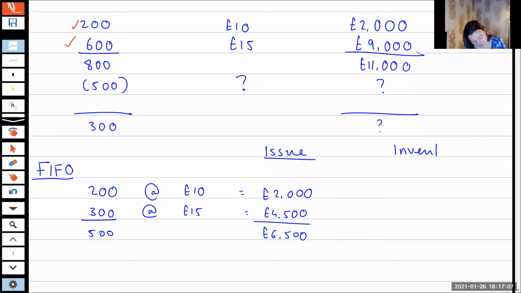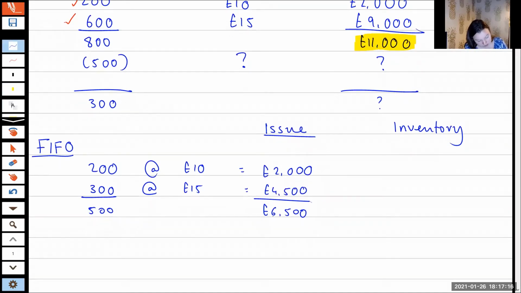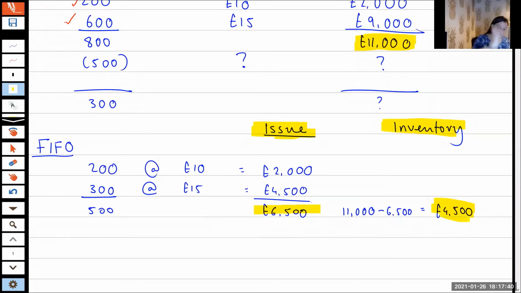Well, what does that mean there is left in inventory? Well, overall, the company has spent £11,000 on inventory. They have just said that we are issuing £6,500 of inventory, which must mean that at the end of this, 11,000 minus 6,500, we have £4,500 of inventory left. So overall here, we have issued £6,500, we have retained £4,500 in inventory. And that is FIFO. Obviously, let me know if you have any questions, guys.